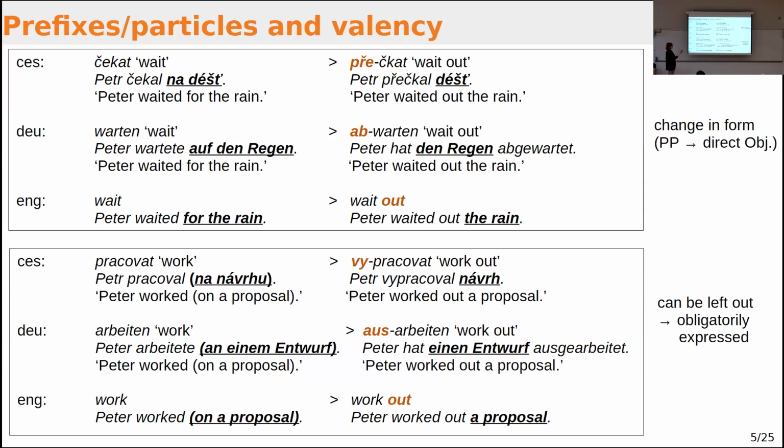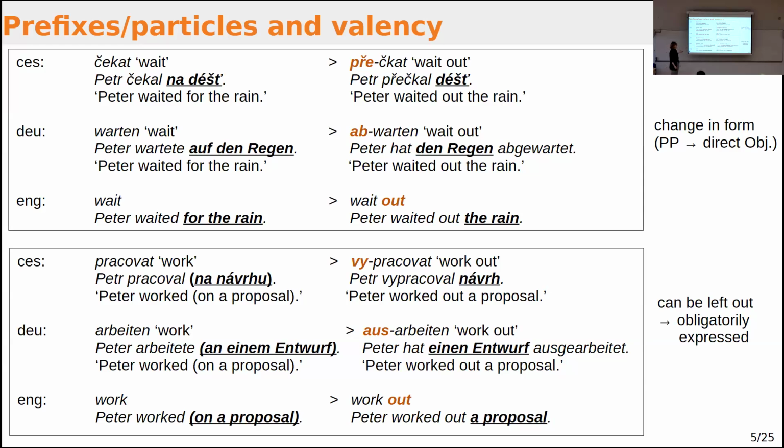And this transitivization effect can also manifest itself in different ways. For example, the element that with the base unprefixed verb is expressed using a prepositional phrase can go on to be expressed in the direct object position in the prefix or particle verb. For example, the verb to wait goes with the prepositional phrase for, as in Peter waited for the rain. But when we form the prefixed or particle verb wait out, then we wait out not for the rain, but we wait out the rain.